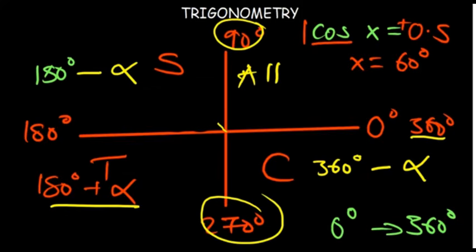Okay, so that is what you get to do. In this case, 360 minus 60 is also going to give you 300. So if you grab your calculator, cos 300 is also going to give you 1 over 2 or 0.5. That is the way it gets to work.